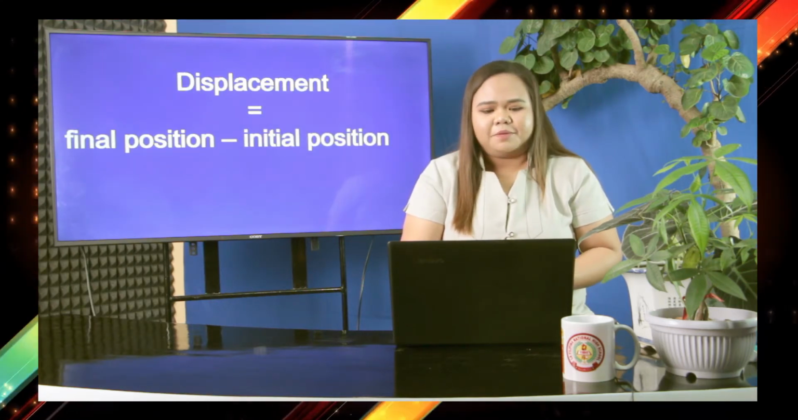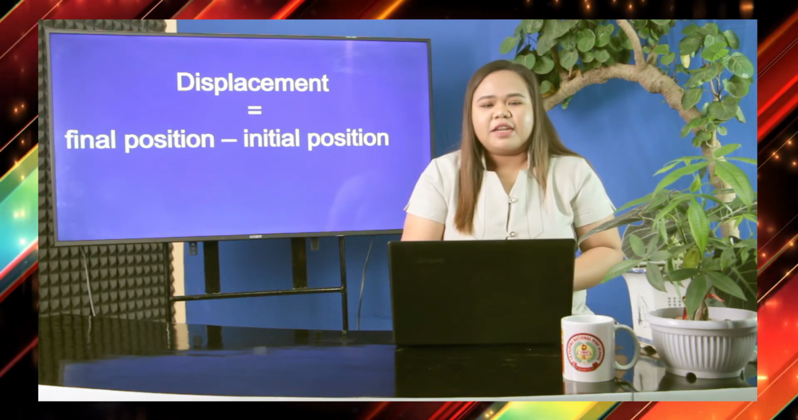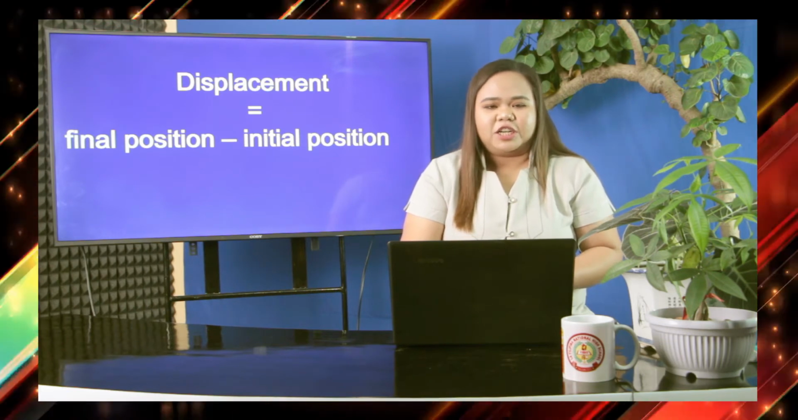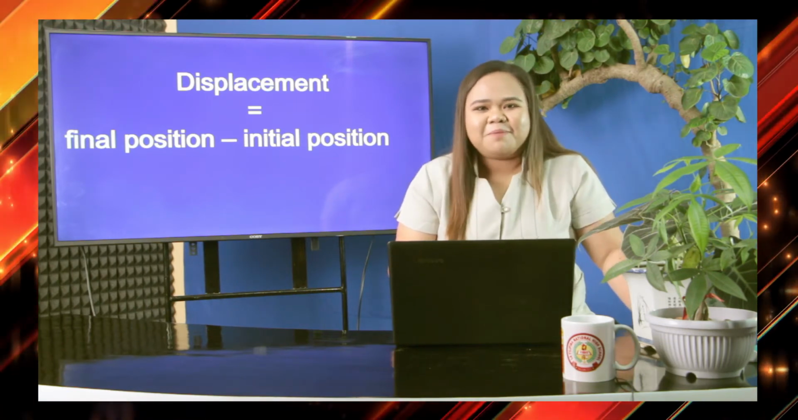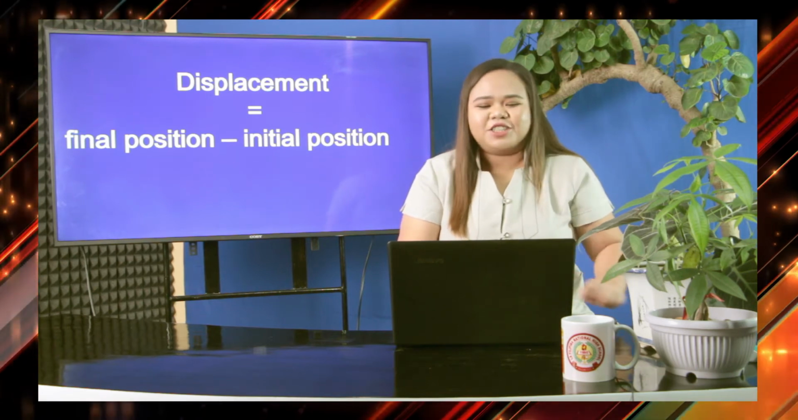Now, how to get displacement? Displacement is different from distance. Since displacement has direction, we need to be cautious about which direction the object travels. Thus, we have here the formula. Displacement is equal to final position minus initial position. Now, let's have a sample problem about displacement. Are you now all ready? Okay, let us answer this one.